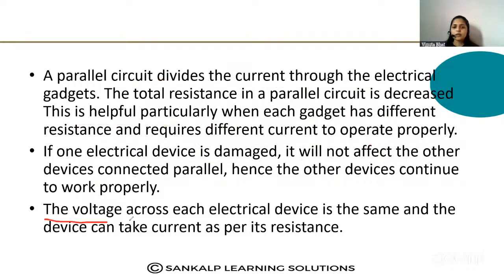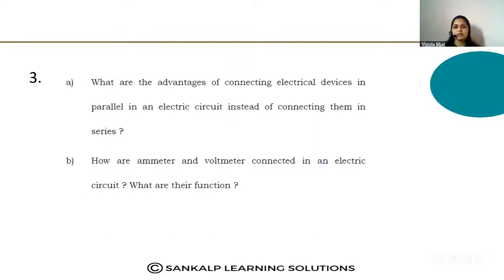Then the voltage across each electrical device is the same and the device can take the current as per its resistance. But in case of series connection, if one electrical device fails, then the whole circuit will collapse. So the parallel connection is advisable, which has more advantages than connecting in series.